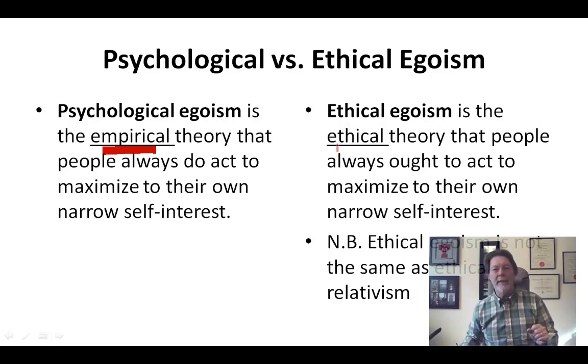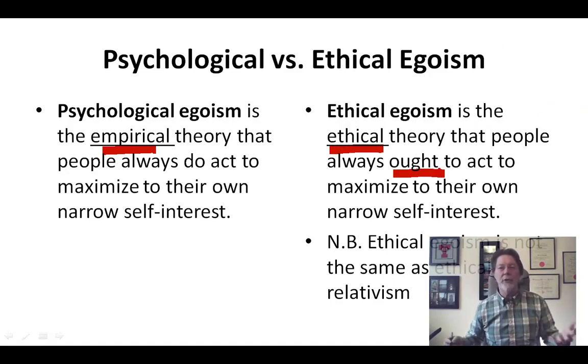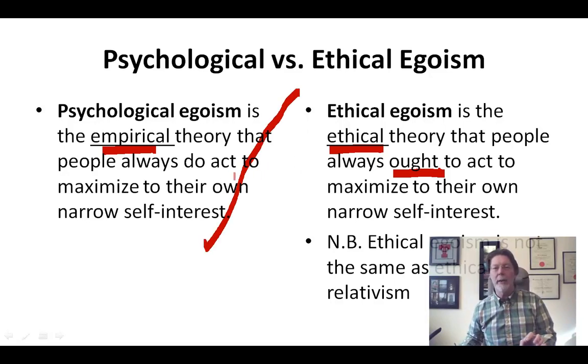Ethical egoism is an ethical theory, and it says that people ought to act to maximize their own self-interest. That's your job. You ought to act to maximize your own narrow self-interest. The empirical theory says that this is the way people act. Ethical egoism says this is the way people ought to act. Notice that there is an is-ought gap between these two theories.